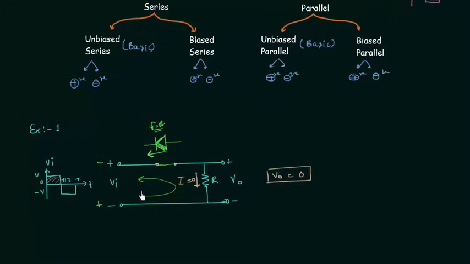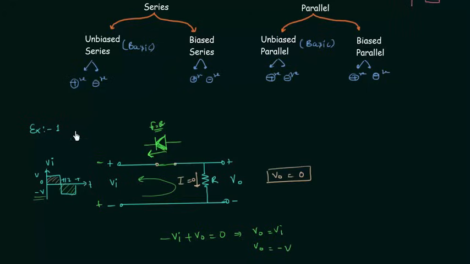I will use Kirchhoff's voltage law to obtain the output voltage VO. Minus VI plus VO equal to 0. So simply VO is equal to VI, and VI is equal to minus V for the negative half cycle. So VO is equal to minus V.